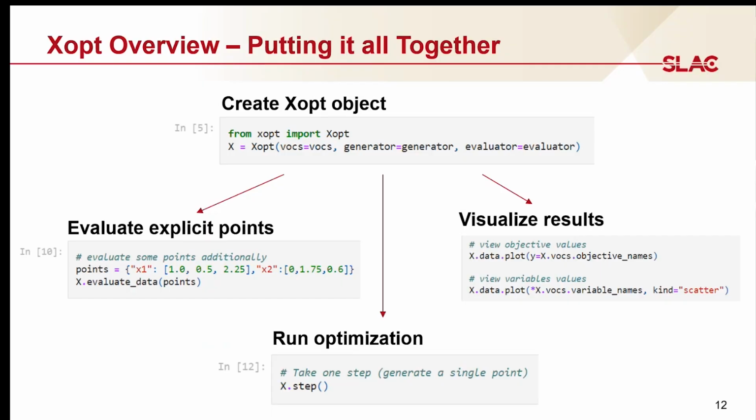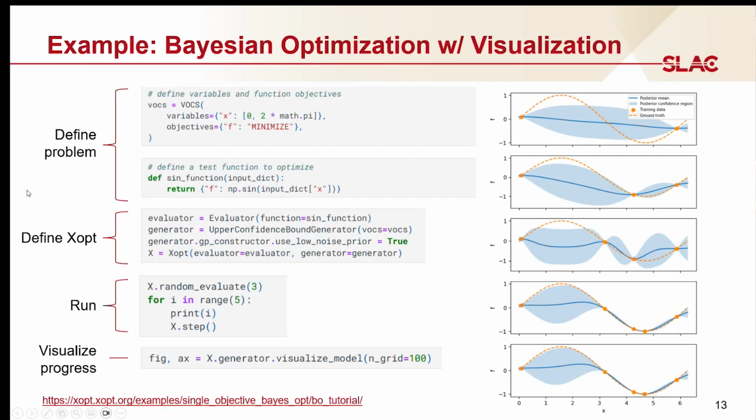And so once we combine these three objects together, we create our Xopt object, and then we're able to start, for example, explicitly evaluating points, visualizing the results, or running optimization. And I'll show an explicit example of this in the next slide. So this is a very simple example of running a Bayesian optimization. There's a tutorial linked here in the slides, which I'll share with the organizers.